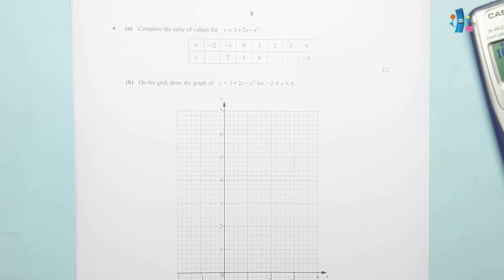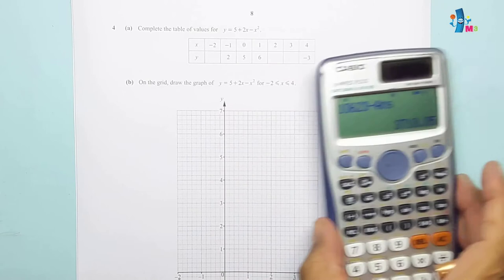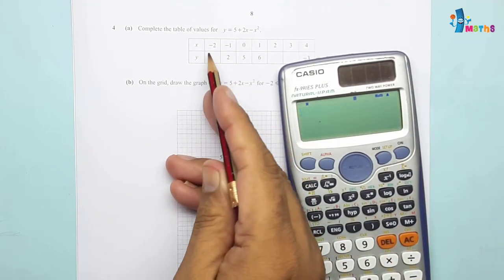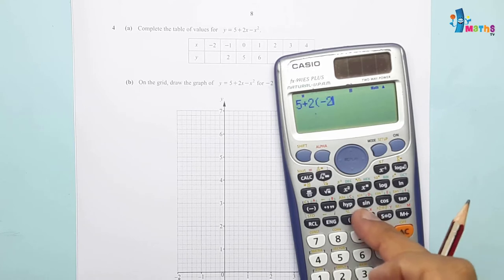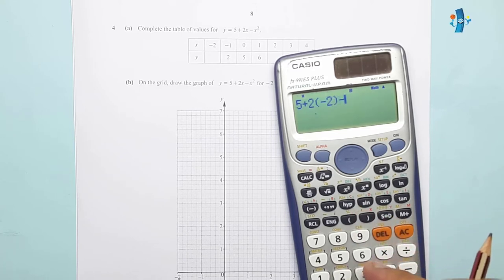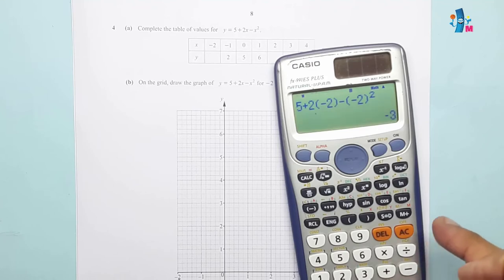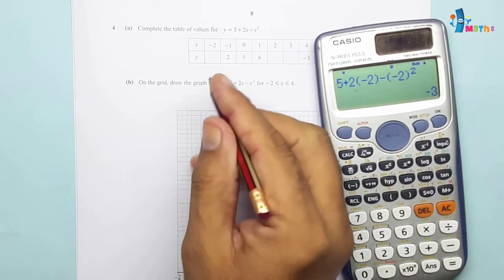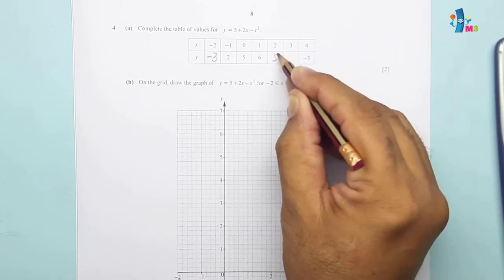This is question number 4, which is a graphs question. Basically, the table is given. We have to just replace the value, and the equation is this, and we have to replace x is equal to minus 2. I will replace one value, and the rest of the values you will be replacing. So minus 2 minus in brackets minus 2 whole squared. This will be equal to minus 3. Similarly, you can replace the other values. To save time, I'm just copying these two.